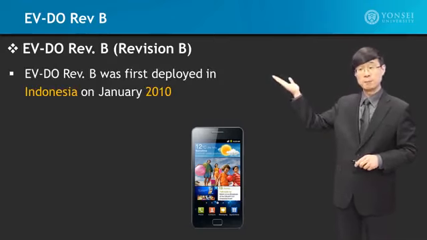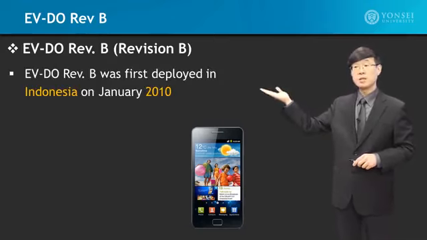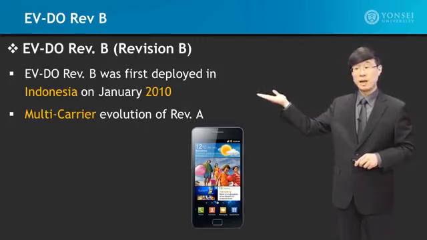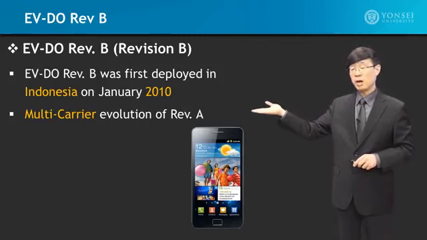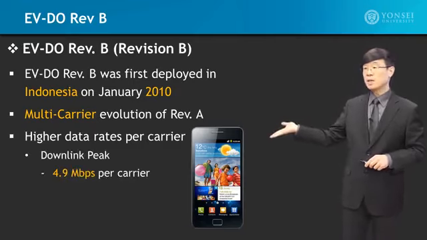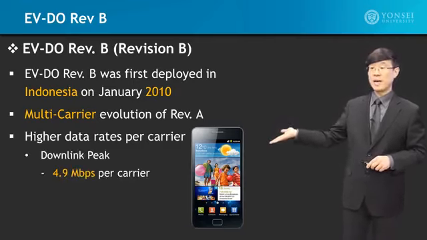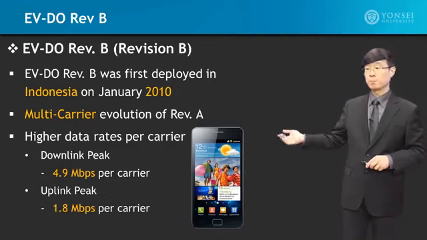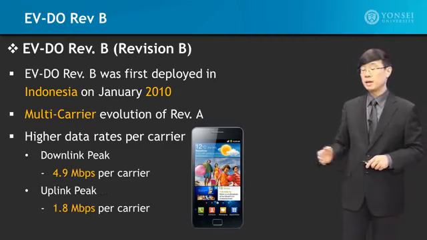EVDO Revision B was first deployed in Indonesia in 2010. It is a multi-carrier evolution of Revision A. It offers a high data rate per carrier: the downlink peak can go up to 4.9 megabits per second per carrier, and the uplink peak can go up to 1.8 megabits per second per carrier.